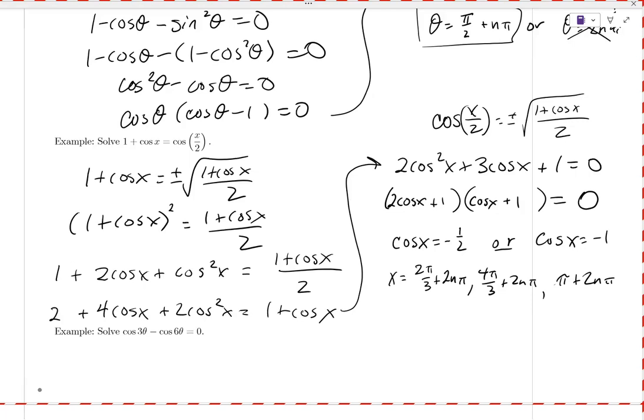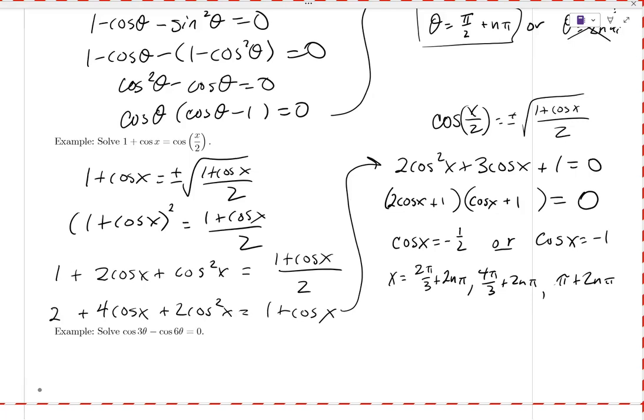Remember, the reason why we have to check our answers is because we squared both sides of an equation, so we can get extraneous solutions when that happens. Okay? That one gets a little bit more challenging. Let's do the easier one first. And I'm going to go back up to the original equation, by the way. I'm going to go all the way back up here.